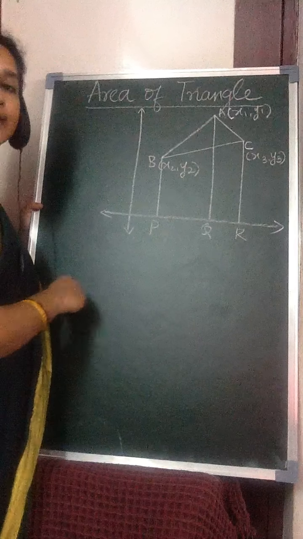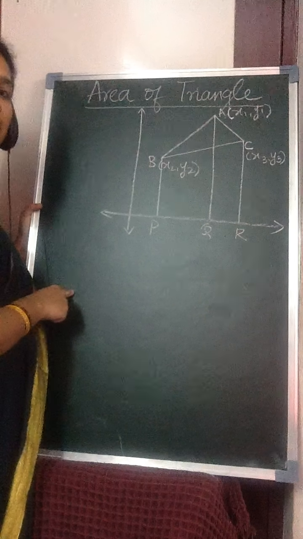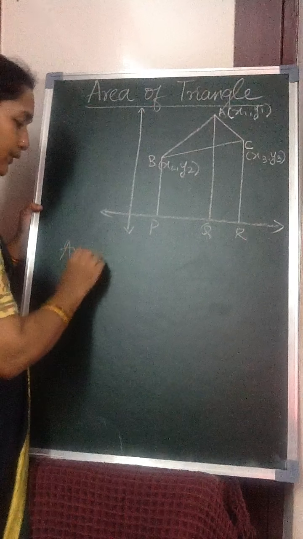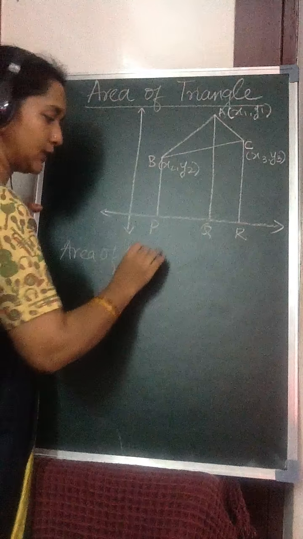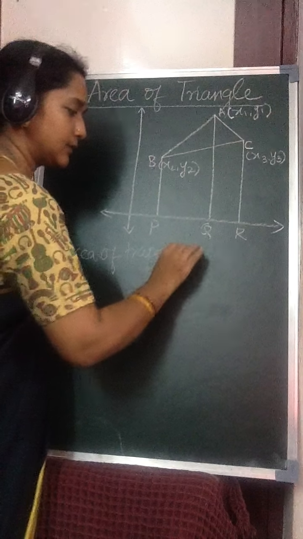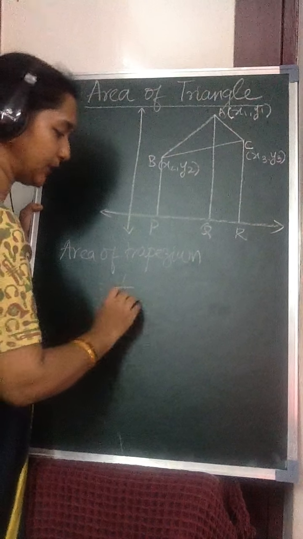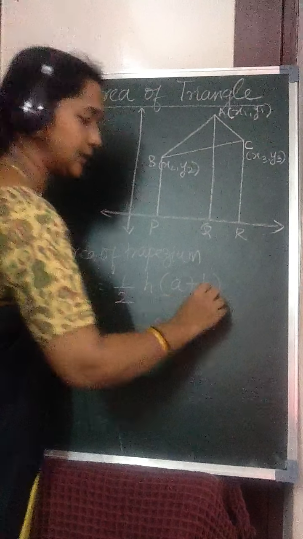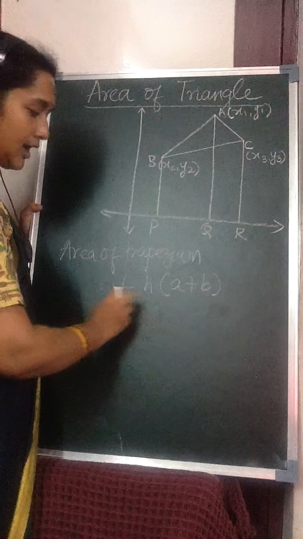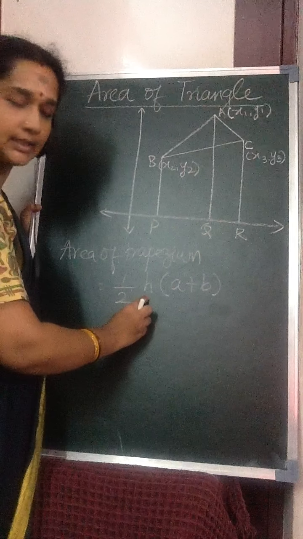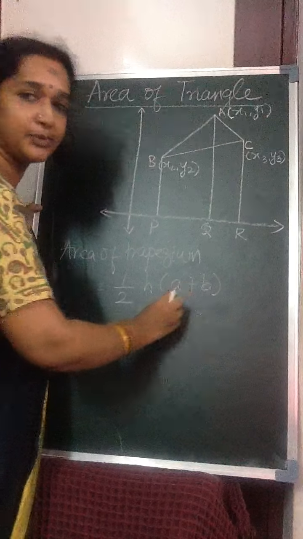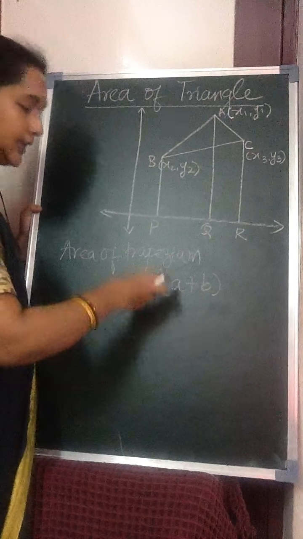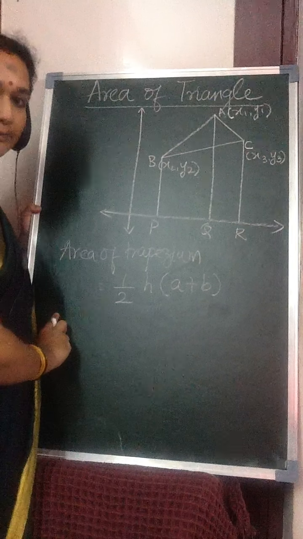So, what is area of trapezium? Half h into a plus b. Area of trapezium is half into height into sum of the parallel sides, that is, a plus b. This is the formula for area of trapezium. This we will apply it here.